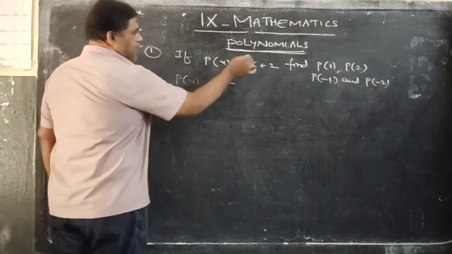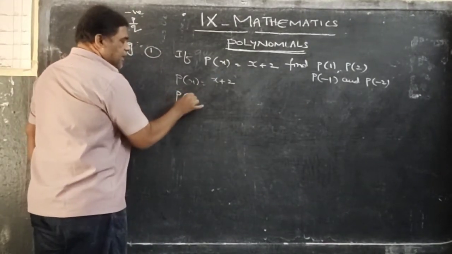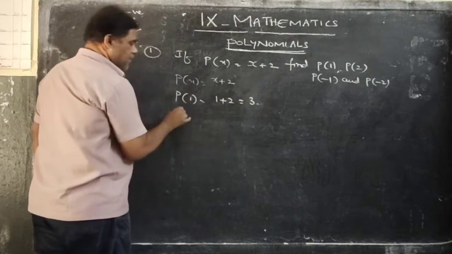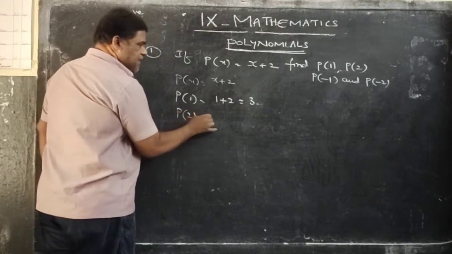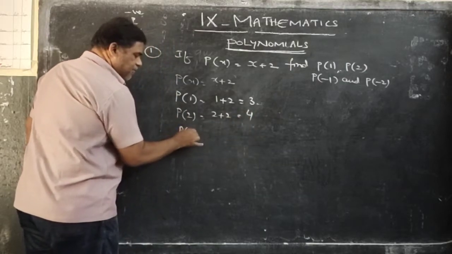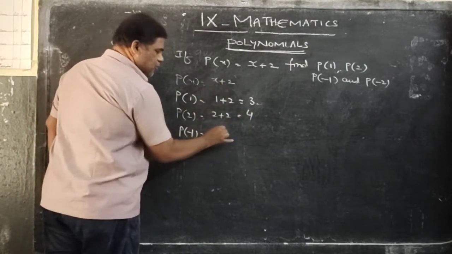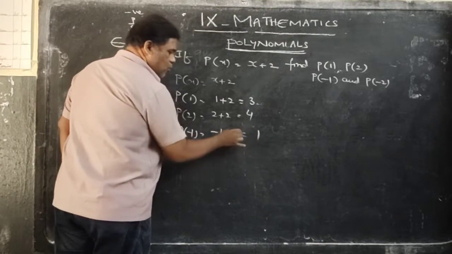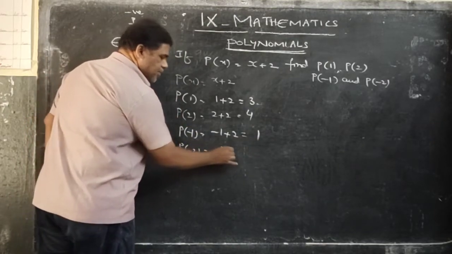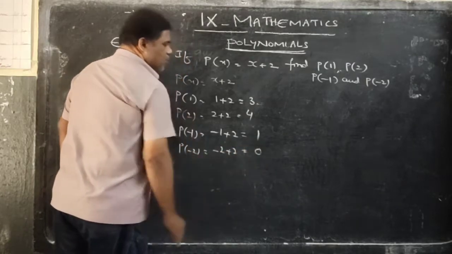In this polynomial, if you want p of 1, in place of x substitute 1. 1 plus 2, that is 3. P of 2 means in place of x you substitute 2, that is 4. P of minus 1, in place of x substitute minus 1. 2 minus 1 is 1. P of minus 2, that is 0.